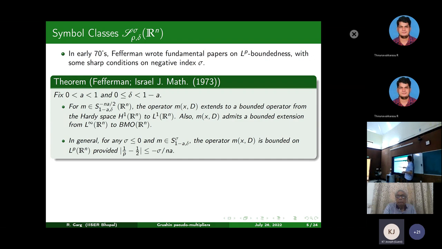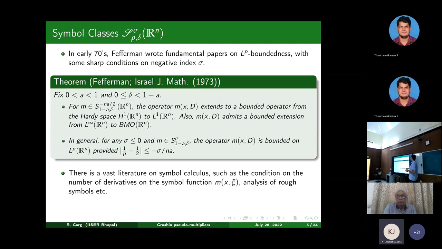depending on which P you are starting with, accordingly you look for the sigma. And if you give that much negative sigma, you get LP boundedness. So this very much resembles the multiplier conditions of Hormander-Mikhlin type, P-specific multiplier theorems.